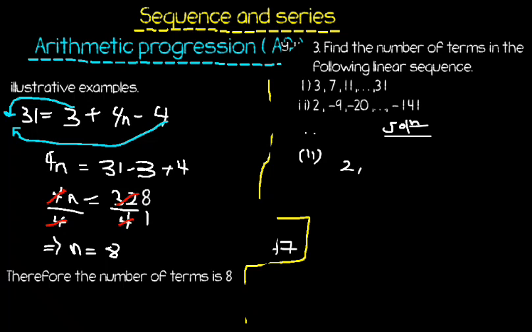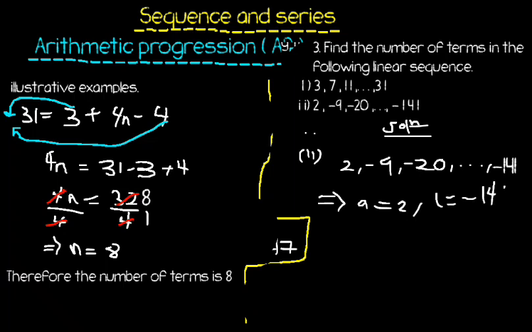Let's move on to the second one, which is 2, negative 9, negative 20, up to minus 141. So our last term here is minus 141, and our first term is 2. So now we can say that our common difference is minus 9 minus 2. It's actually giving us minus 11.